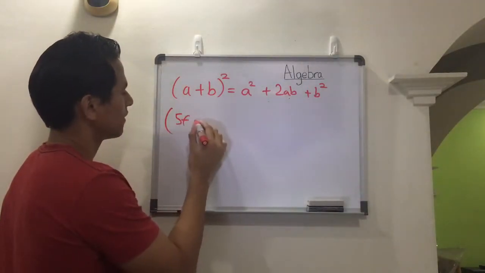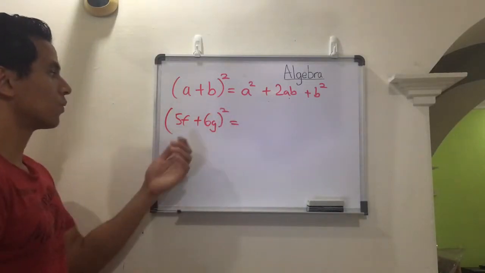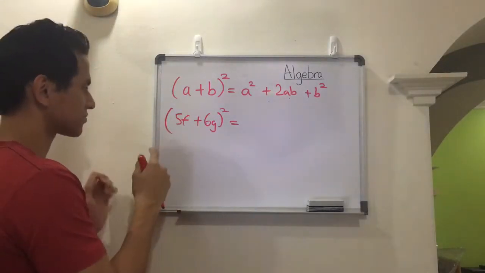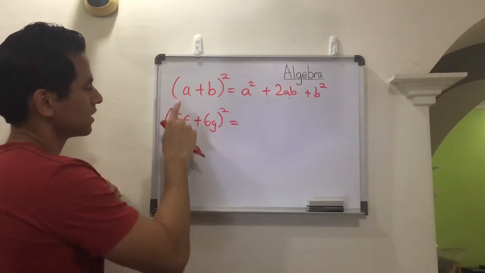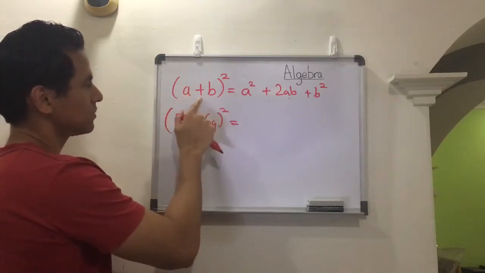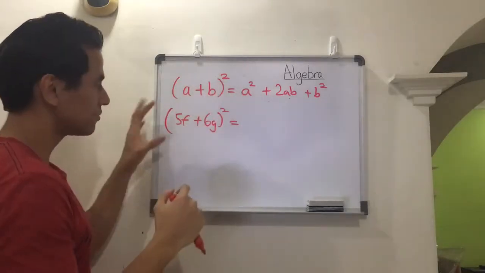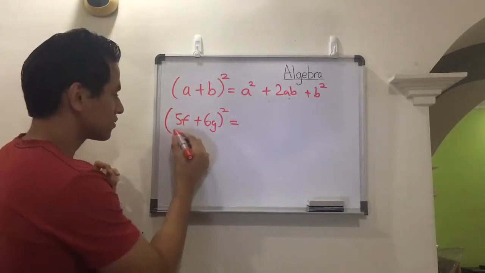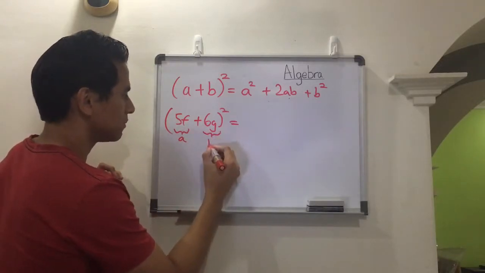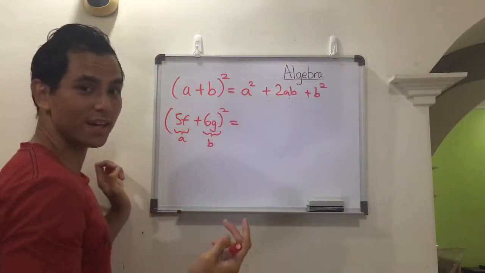(5f plus 6g) squared. Oh, you might be thinking this looks really different. No, but actually it doesn't look different, right? Because it's still two terms in brackets being added together and squared. So you see, these two terms in brackets are being added together by plus and they are being squared. So same thing actually. So again, the trick here is to treat this whole chunk as a, and this whole chunk here as b. Okay? So now we just use this formula again.